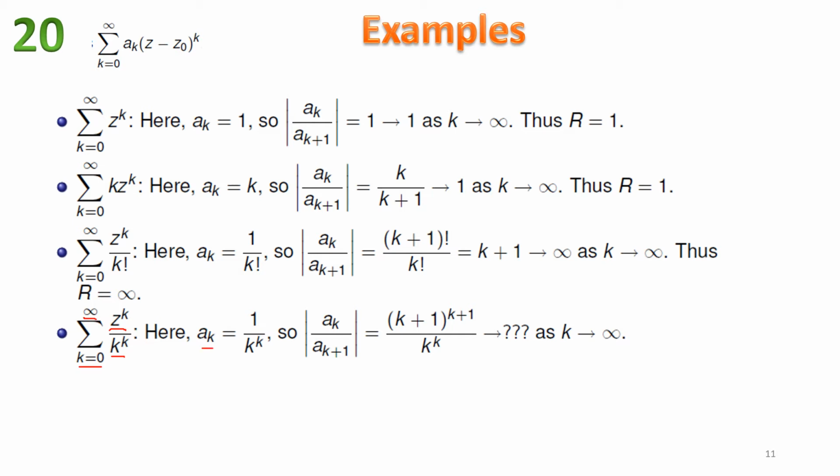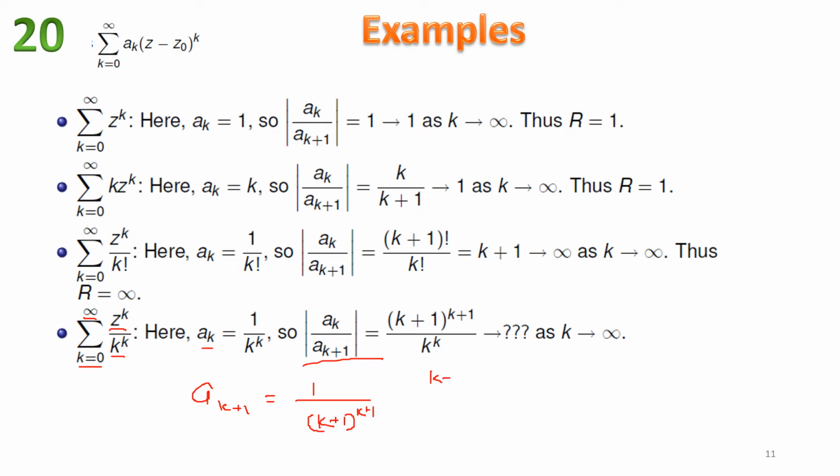Here a_k is 1 upon k to the k, and a_(k+1) will be 1 upon (k plus 1) to the power k plus 1. And then we have to take the ratio of a_k upon a_(k+1), and after considering the ratio we obtain (k plus 1) to the power k plus 1 upon k to the k. Now this is a little not obvious in terms of limit when k is approaching infinity, and we have to work it out.